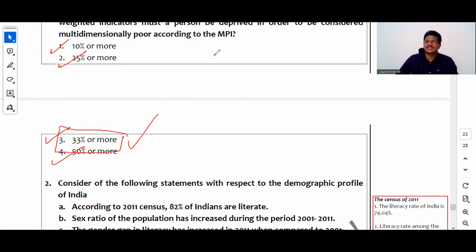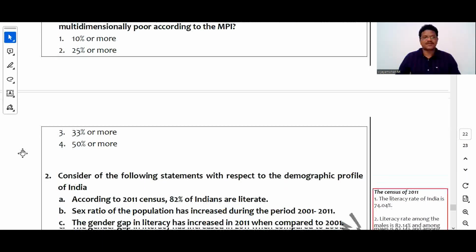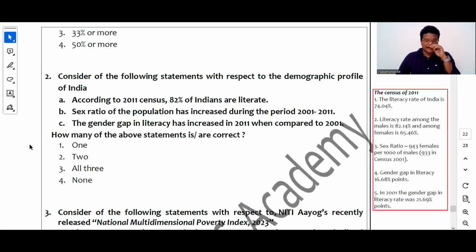If a person is experiencing deprivation in 33% or more indicators, then he will be considered as multidimensionally poor. ఒకవేళ అతను 50% అంతకన్నా ఎక్కువ ఇండికేటర్స్ లో డిప్రైవేషన్ ఎక్స్పీరియన్స్ చేస్తున్నాడు అనుకోండి, then will be considered as experiencing extreme multidimensional poverty. అది మనం ప్రీవియస్ క్లాస్ లో చెప్పాం, ఒకసారి చూసుకోండి.